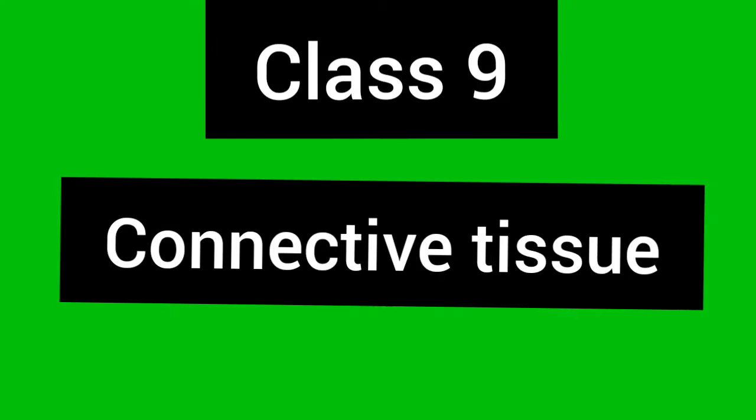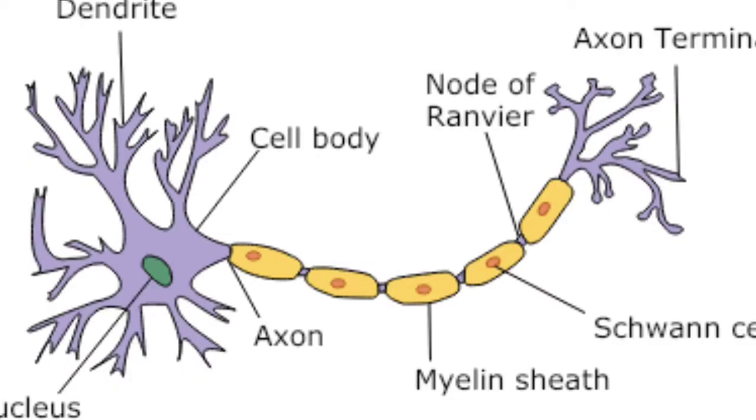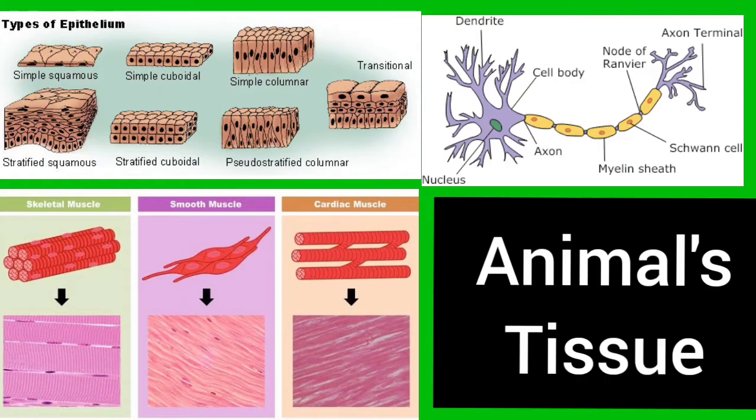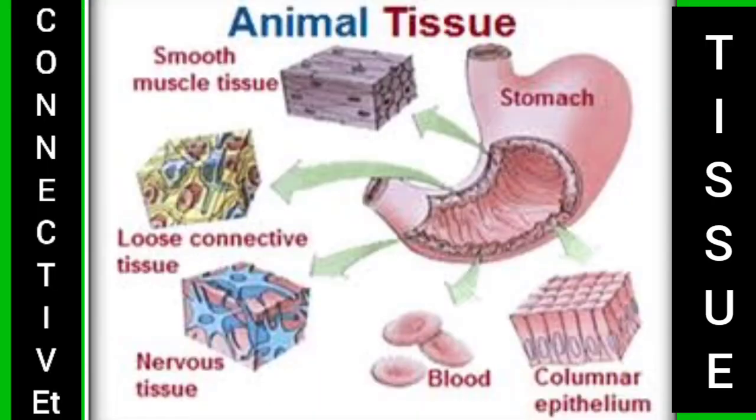Today I am going to explain an animal tissue, connective tissue. Before this, I have already explained nervous tissue, muscular tissue and epithelial tissues in my videos. They are all animal tissues. Only one was left, and that was connective tissue. This connective tissue is also known as packing tissue, which binds or connects various tissues and organs in the body.